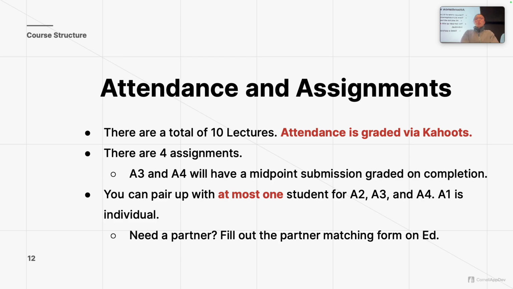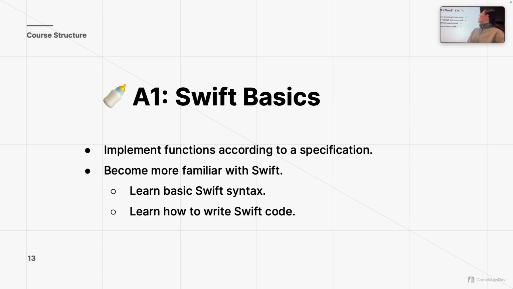And you can pair up with at most 1 student for A2, A3, and A4, and A1 is individual, but A1 is just mainly Swift syntax. I believe we'll go into more details here. So A1 just goes over implementing a bunch of different functions. I guess this is the assignment that you're probably most used to in terms of coursework in classes like 1110.